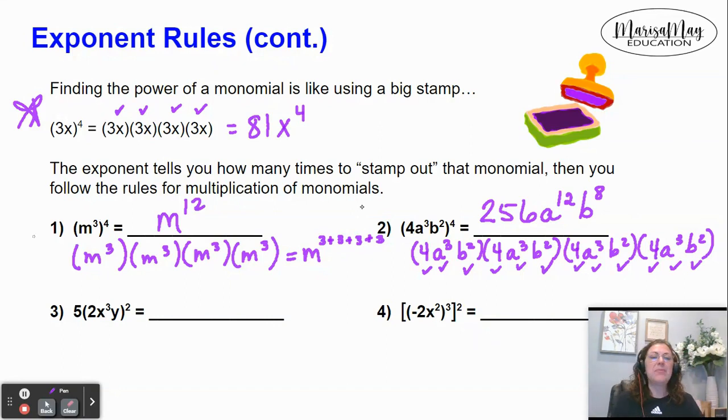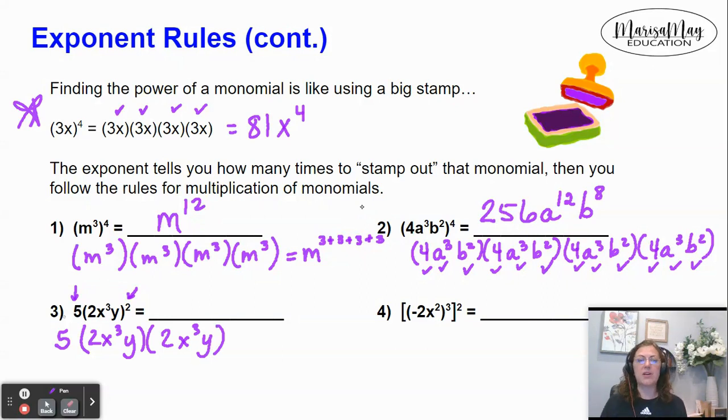Look at number 3. You've got a 5 in front, but I want you to notice that 5 is not in the parentheses. So you're going to write this parentheses twice because of this exponent, and you're going to have that 5 in front. So we're going to write the parentheses twice. There's once. Do it again. There's twice. Okay, now let's multiply the numbers in front. 5 times 2 is 10, times 2 again is 20.